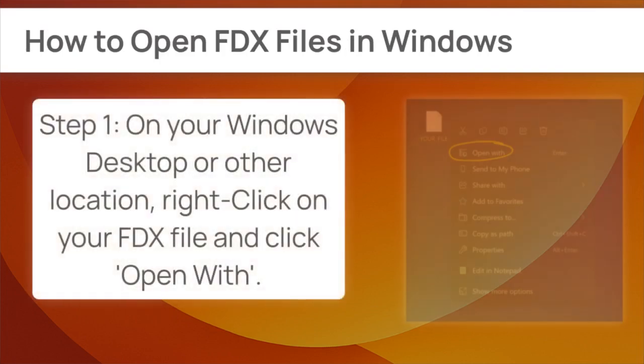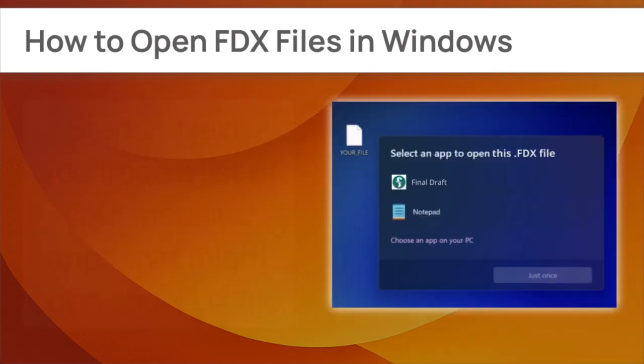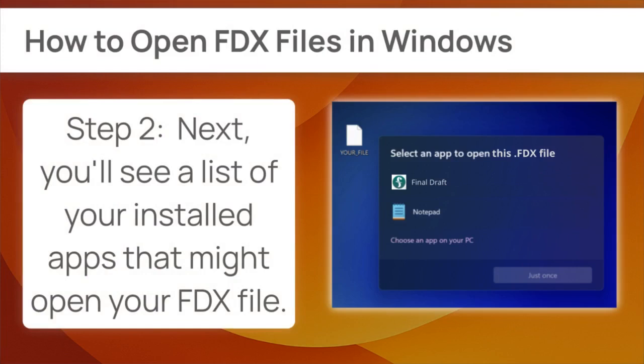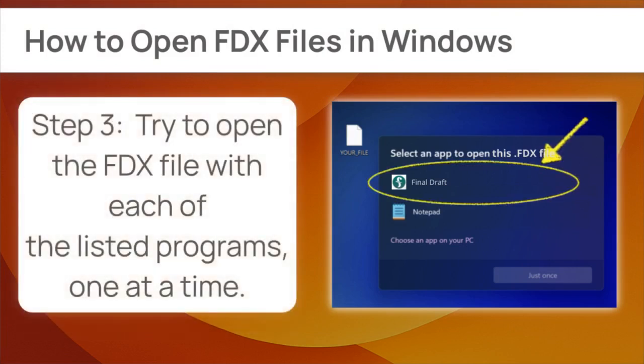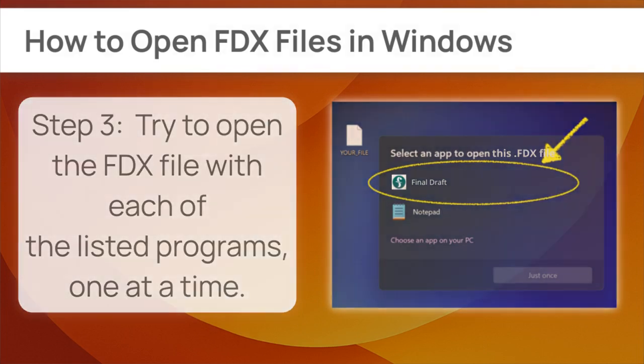To force file access, right-click your FDX file and select Open With. If Final Draft is an option, test it. If it's not available, choose another program. We are trying to find the specific compatibility bridge.